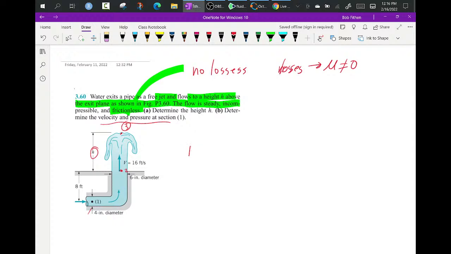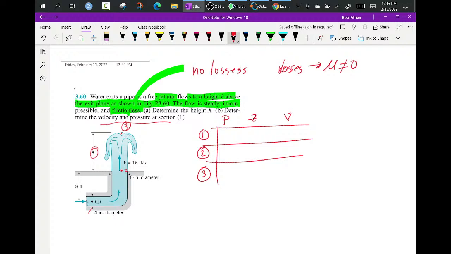And then before I go anywhere, I'm going to look at location 1, location 2, and location 3: pressure, elevation, and velocity there. And I'm going to see if I know these. Now, at the top, at 3, pressure there is equal to 0. Height is equal to h.